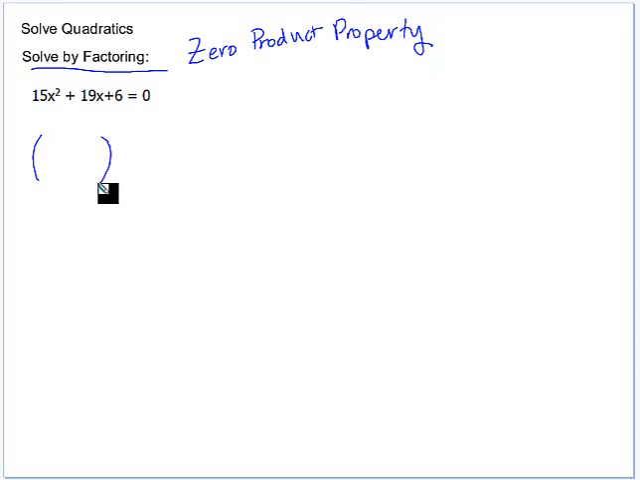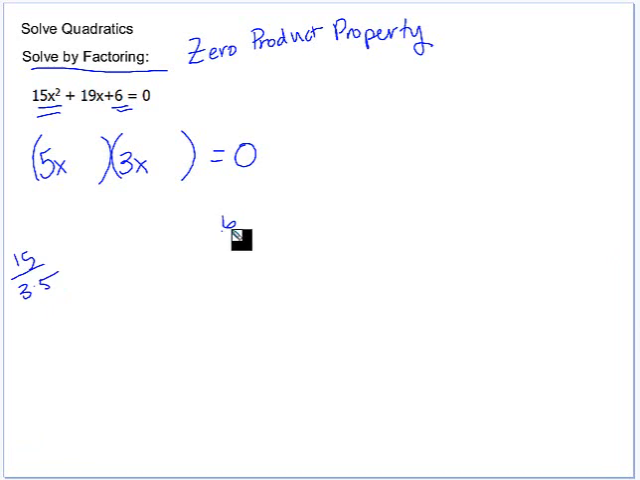So we have 15x squared plus 19x plus 6 equals 0. What we'll multiply to give us 15x squared most likely will be 5x and 3x here. Factors of 6 are 1 and 6, 2 and 3. We just have to figure out which one we think would be more likely to work. We'll try 2 and 3 out first. I'll put the 3 here and the 2 here.